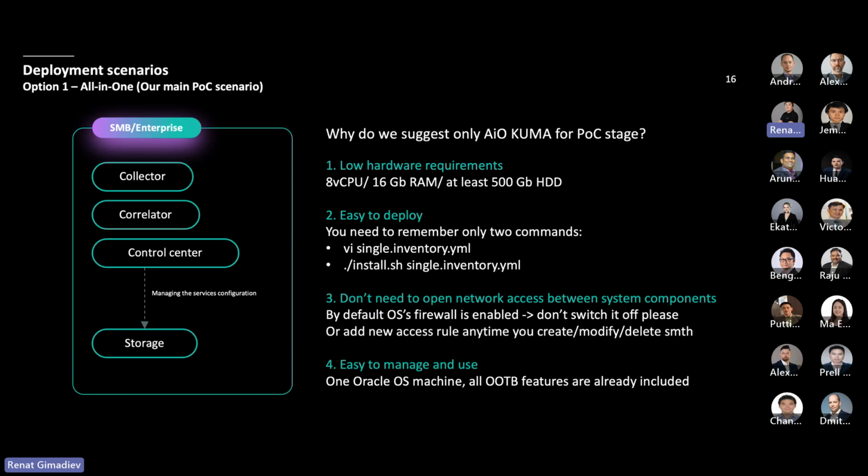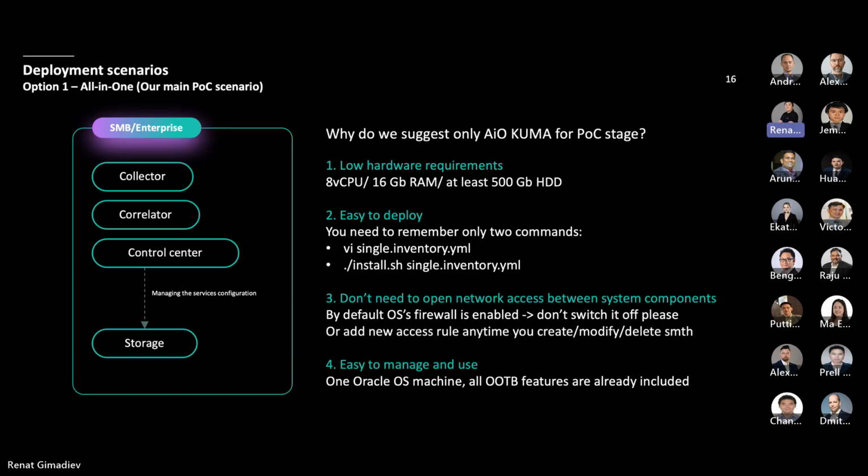You need to remember only two things. You need to configure the single inventory file. I showed you this file previously on the previous slide, and you need to click install with the single inventory. So that's all that you need to do during the deployment stage. And you need to open any network access between system components.